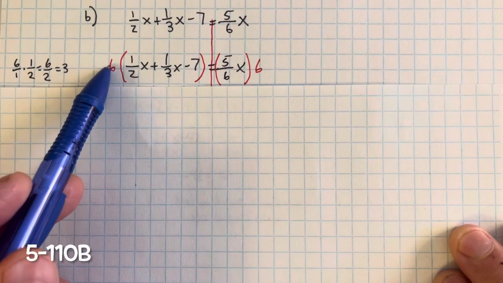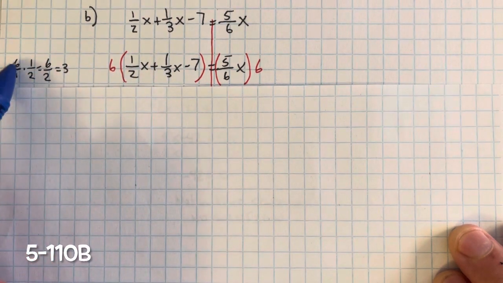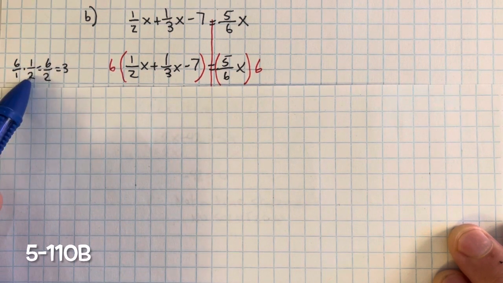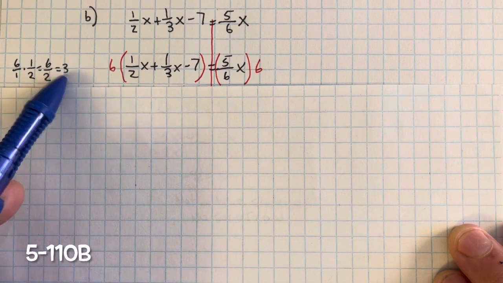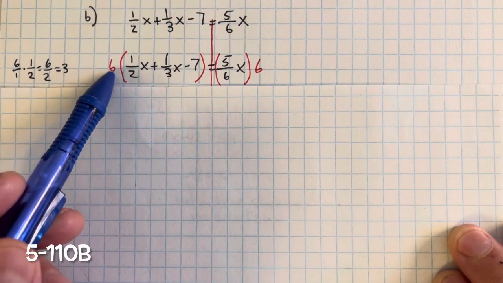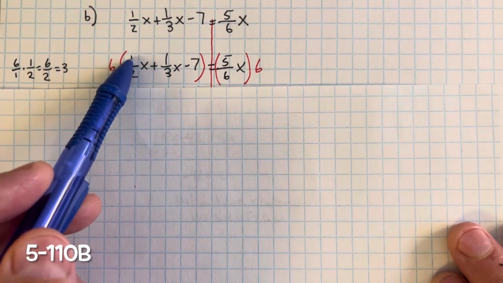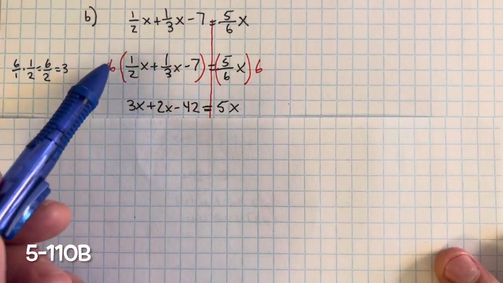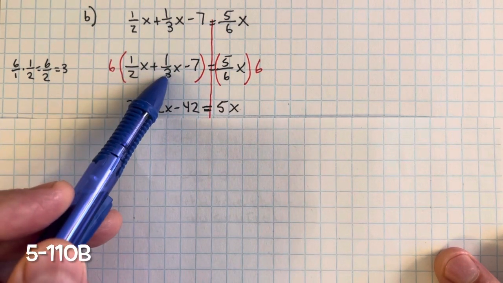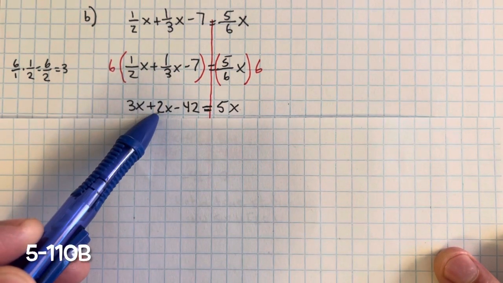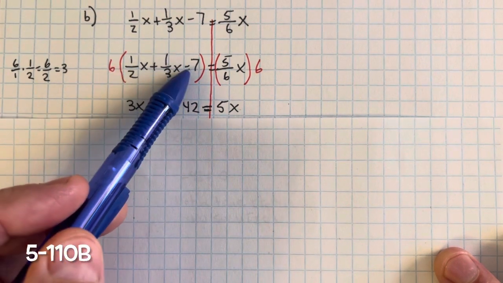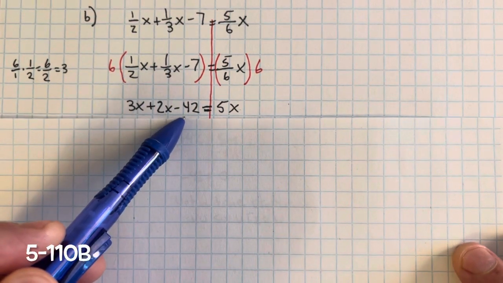And when we do that, now we're going to multiply 6 multiplied by 1/2, and I put it over here, this is what it would look like. 6 multiplied by 1/2, 6 multiplied by 1 is 6, 1 multiplied by 2 is 2, 6 divided by 2 is 3. Or you can just say half of 6 is 3. So we need to distribute to this term, which we get 3. And then 6 multiplied by 1/3 is 2, so we get 2x. 6 multiplied by negative 7 is negative 42.